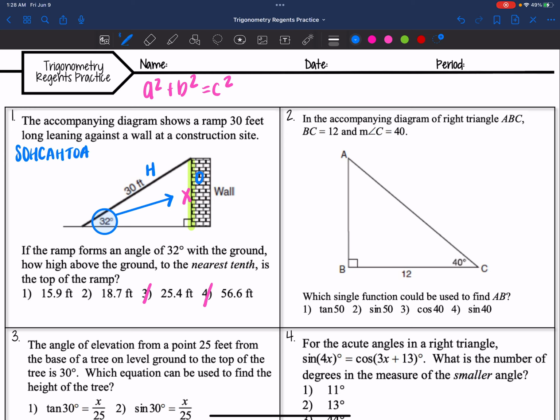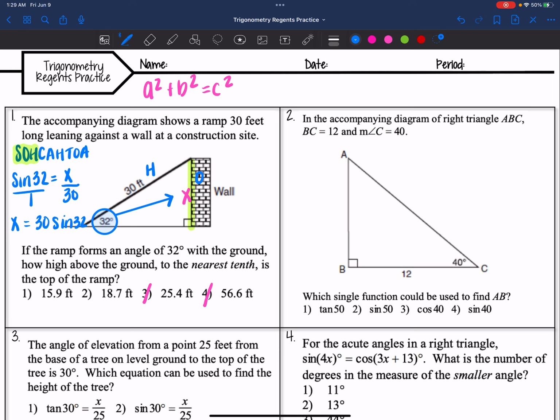SOHCAHTOA. And what I'm going to do is look for which function uses opposite and hypotenuse. And I'm going to notice that's going to be sine. So sine of what? Sine of 32 is equal to opposite, which I've labeled x, over hypotenuse, which is 30. And ultimately, I'm looking for x, so I can cross multiply. And x is equal to 30 sine of 32.